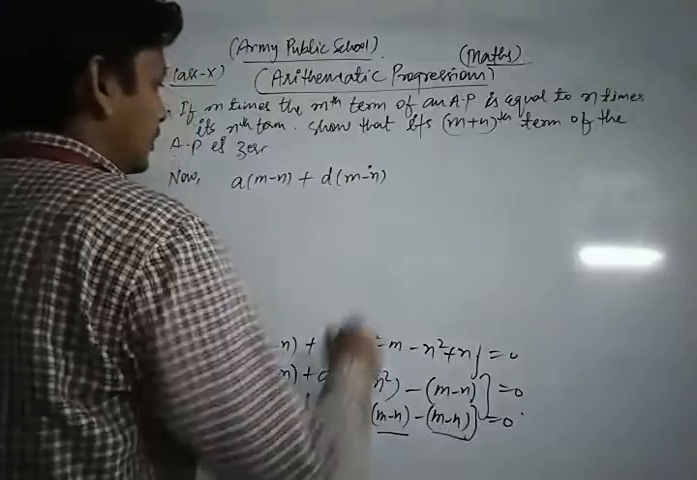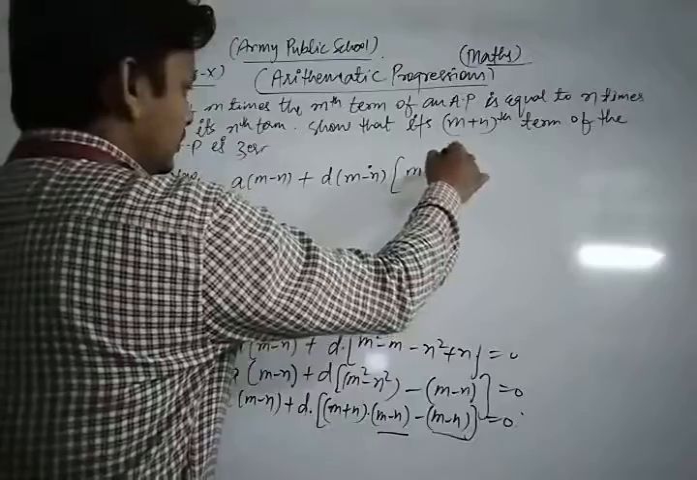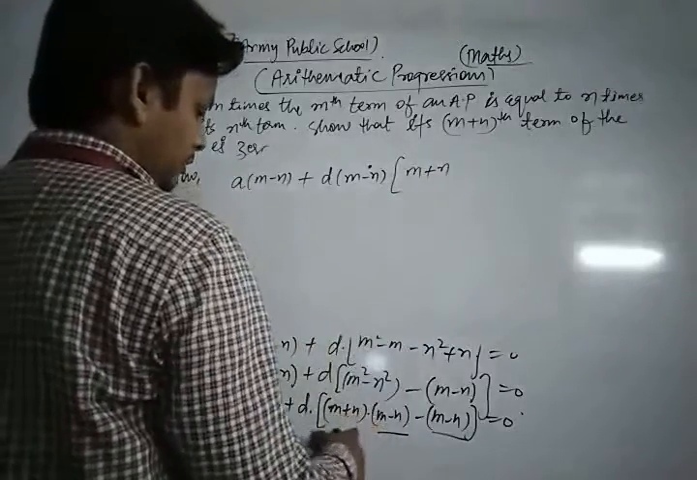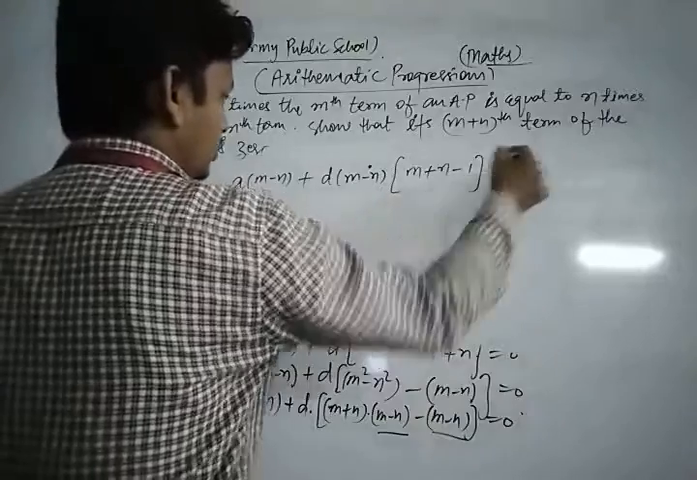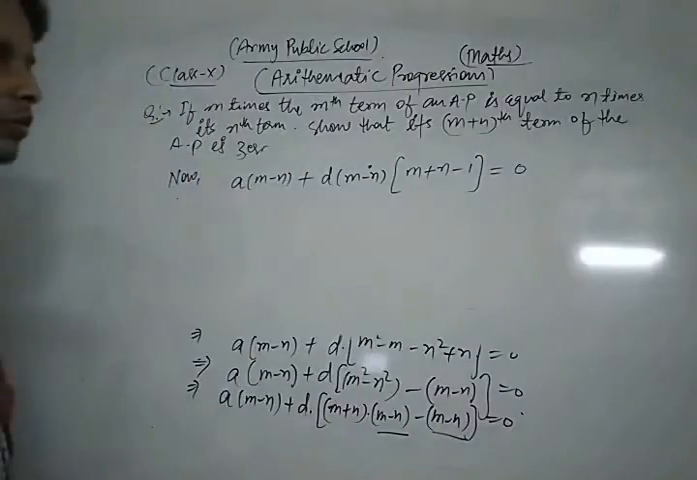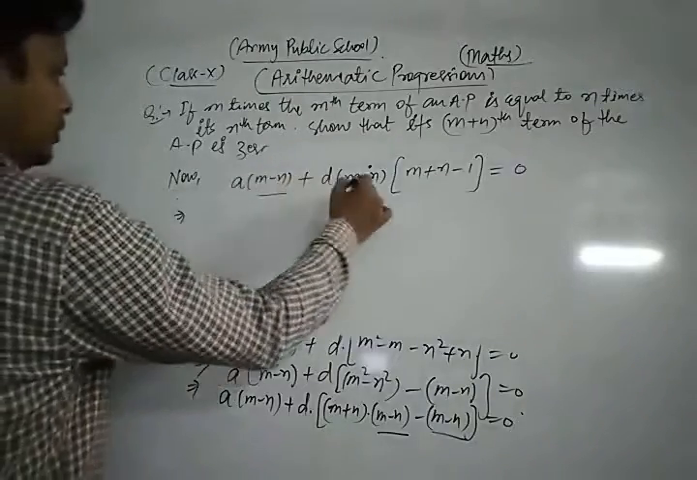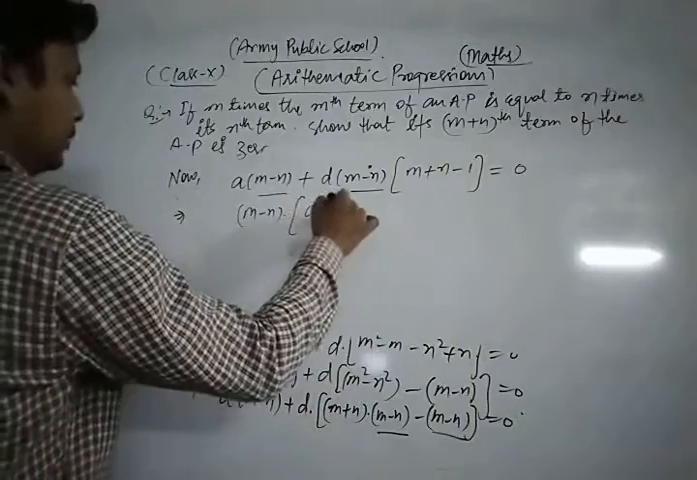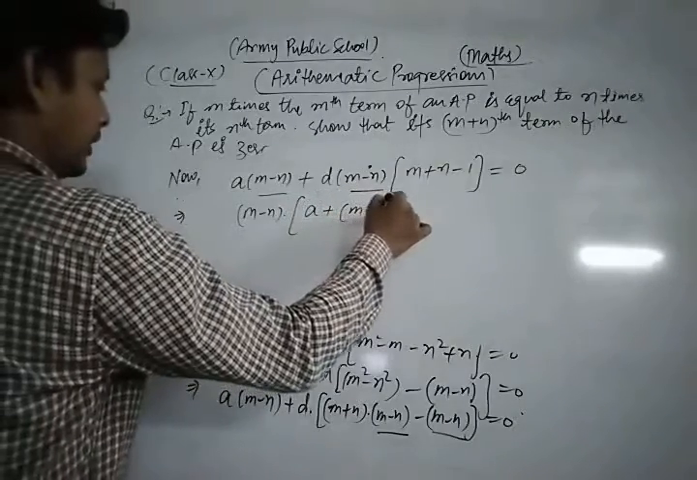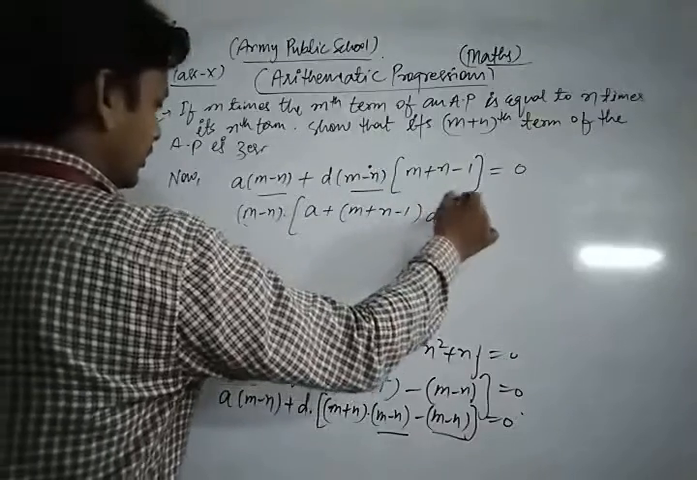Okay, so we get m plus n minus 1 is equal to 0. Okay, now we take m minus n common in both the terms, so we get a plus m plus n minus 1 into d is equal to 0.